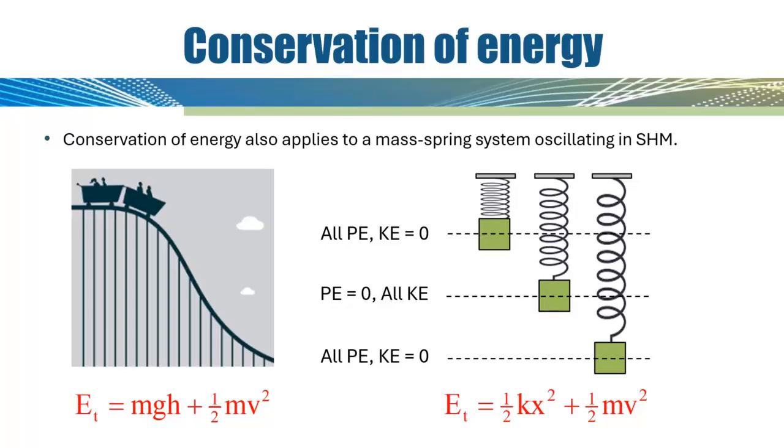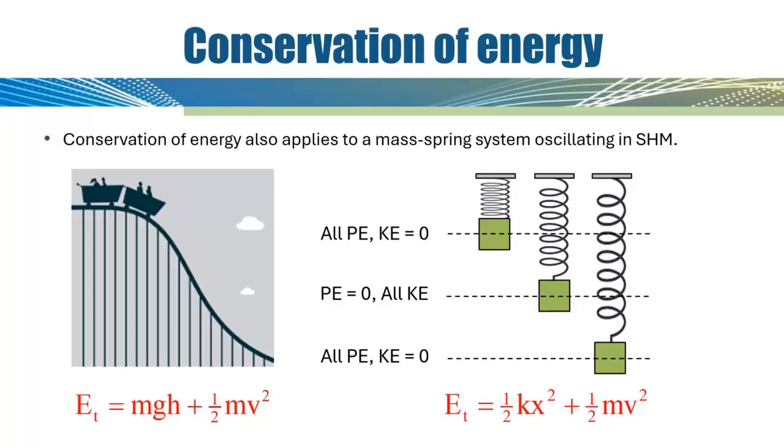Conservation of energy also applies to a mass spring system oscillating in simple harmonic motion. When we had a roller coaster coming down from the top of the hill, we could say that the total energy at any point would be equal to the potential energy that it had and the kinetic energy that it had. When it was at the top of the hill, all of the energy was potential, so the total energy was equal to mgh. And then all that potential energy turned into kinetic energy at the bottom of the hill.